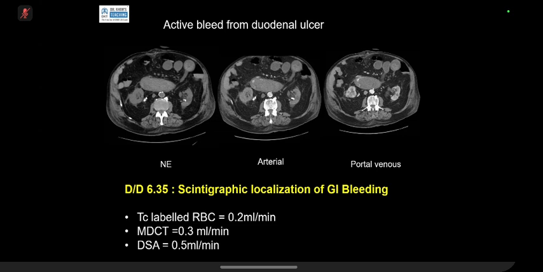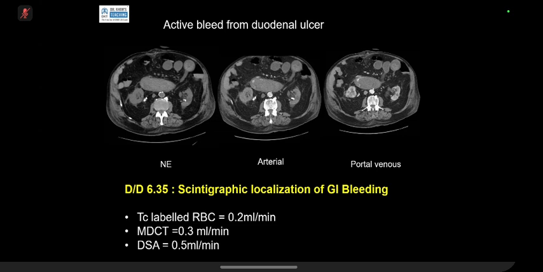How will you protocol these scans? The patient can come with upper GI bleed, hematemesis, or melena. The key thing is you need a multi-phase CT scan. This is the concept, multi-phase CT scan. You have to ask for a non-enhanced CT. Actually, you don't ask; once you ask, it is our duty as radiologists to protocol it, right?